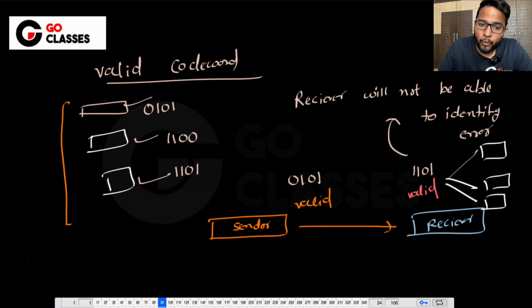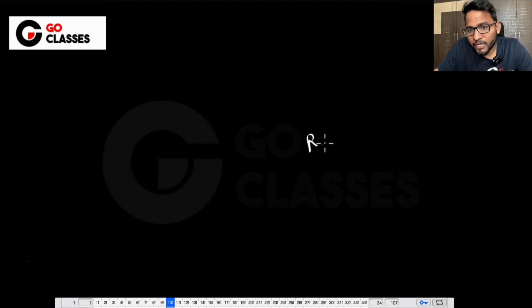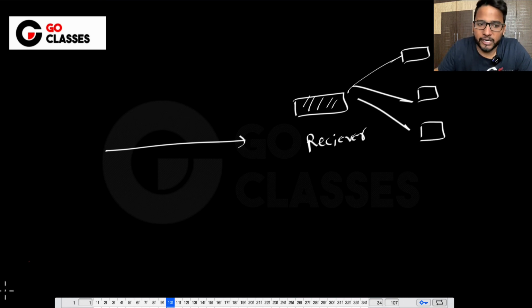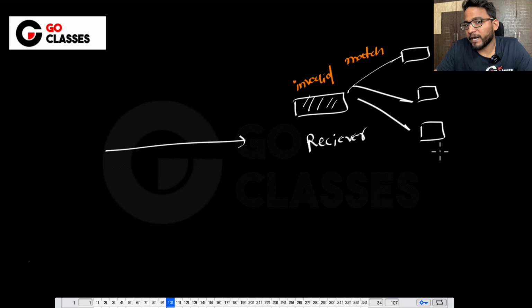This kind of scenario is where the receiver will not be able to identify the error. So basically, what can the receiver do at most? Whatever it just received, it can at most match with the valid code words. That's all it can do. If it is invalid, the match will fail, meaning there is an error. But if it is valid, it will match with one of them, and then the receiver will not know whether there is an error or not.